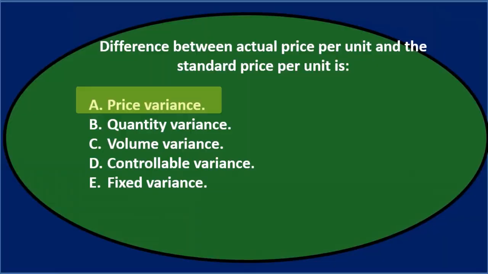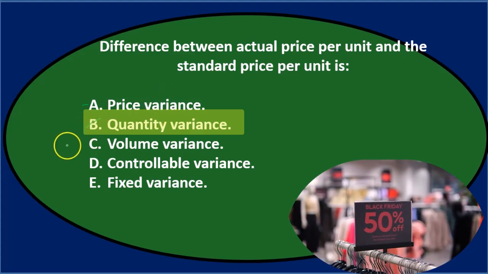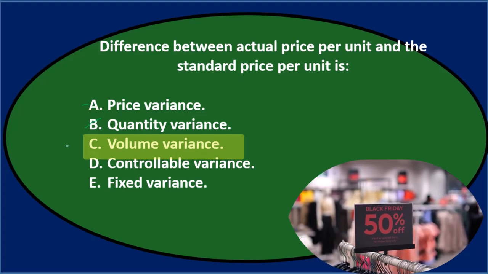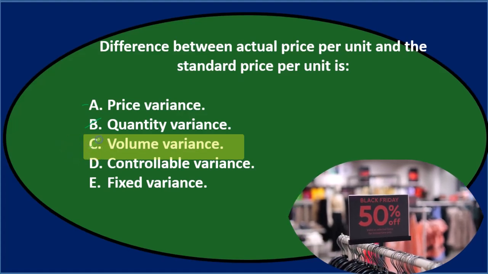Now, variance is going to be another word for difference. And we're talking about the actual price versus the standard price. And so that seems reasonable, the price variance. B says the quantity variance. And we're not talking about quantity, we're talking about the price here. So it doesn't seem like quantity would be applicable. C says volume variance. And volume, it seems like it kind of deals with quantity. It doesn't seem applicable.